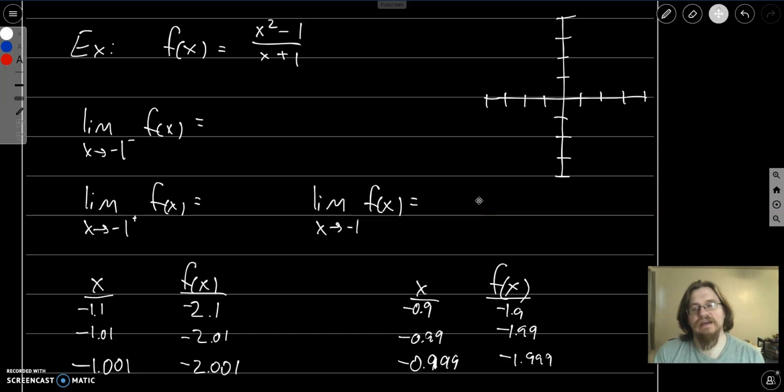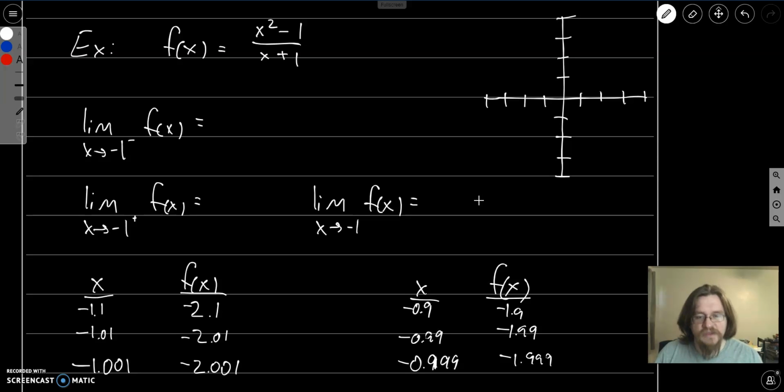Hello and welcome back. Let's continue to look at functions and their limits. So here we're given a function, x squared minus 1 divided by x plus 1. Now when we look at this, we are being asked to find the limit as x approaches negative 1 from the left and the right.